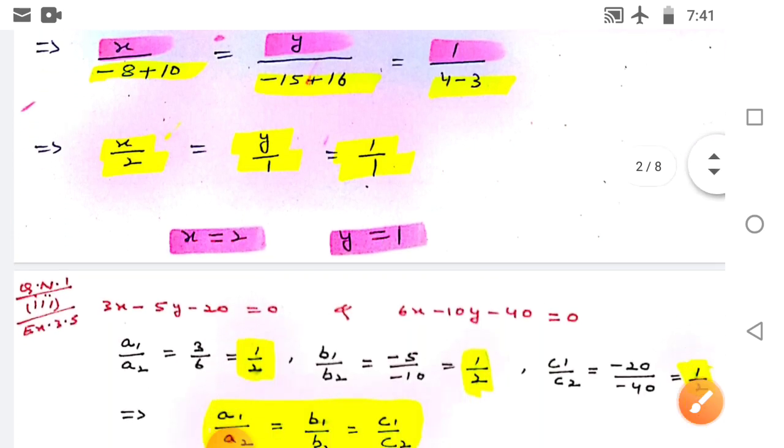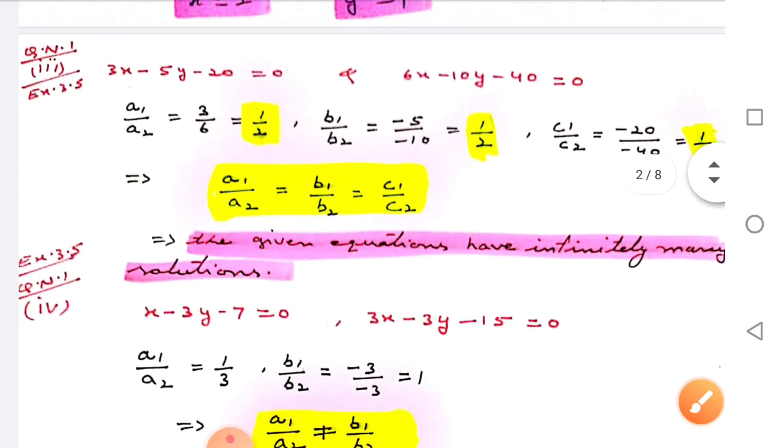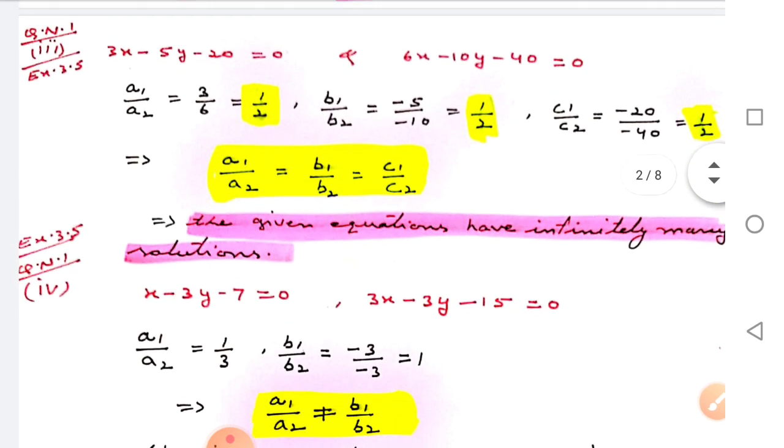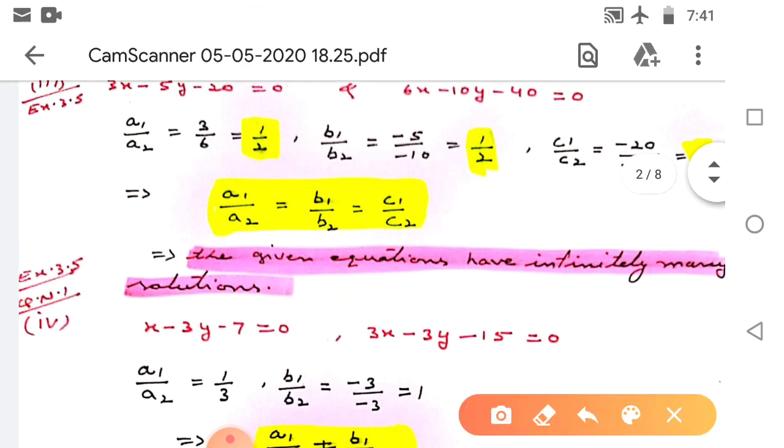Now come to third part. The first equation is 3x minus 5y minus 20 is equal to 0, and the second equation is 6x minus 10y minus 40 is equal to 0.